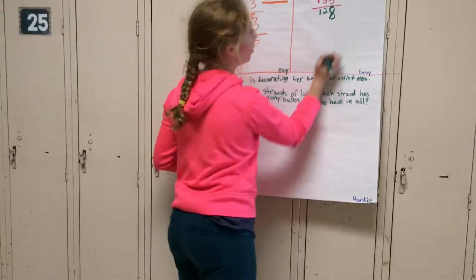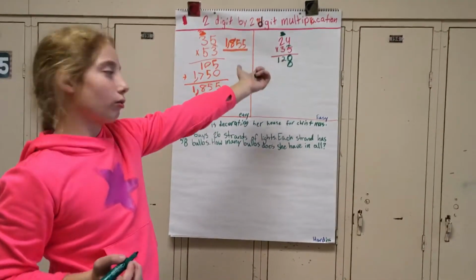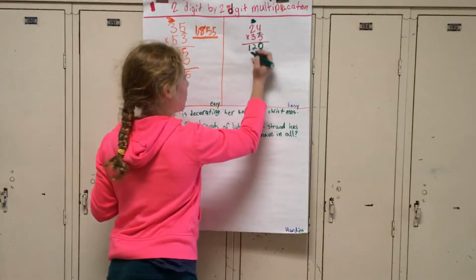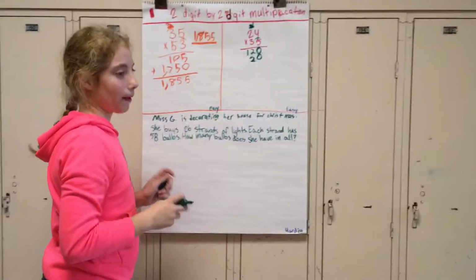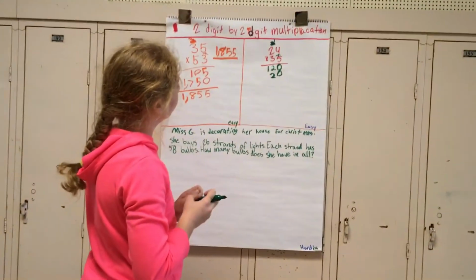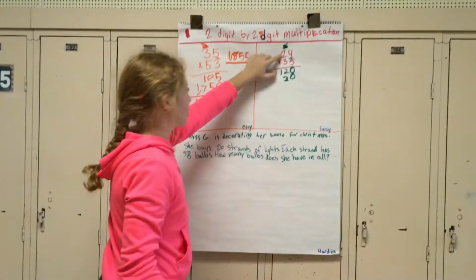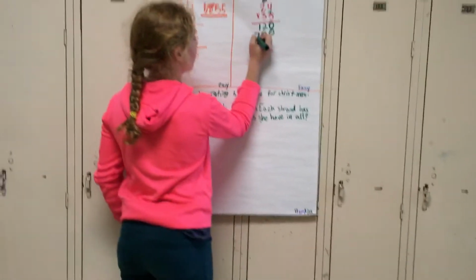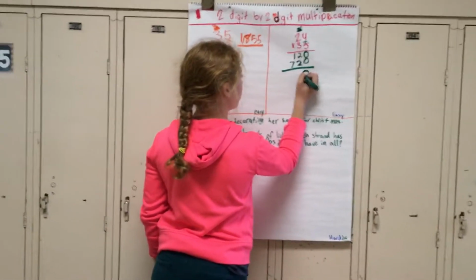Okay, now we have to put the 0 because remember, the 0 means you're going to the next digit. So now we do 3 times 4, and that's 12. But since there's still things to multiply, we just carry the 1. Now we do 3 times 2, and that's 6, plus 1 is 7, right? So you just put the 7 there. 120 plus 720.